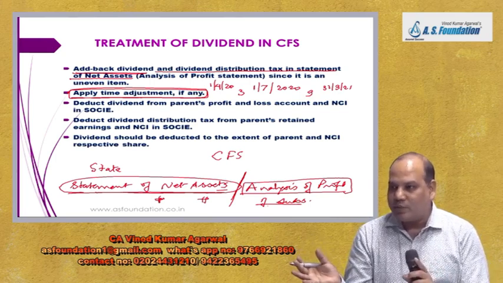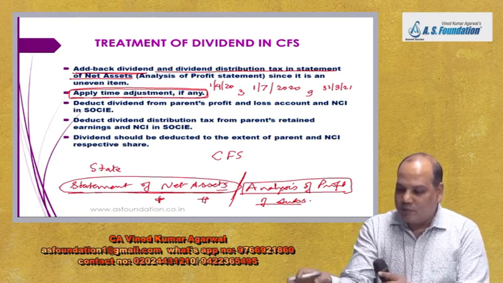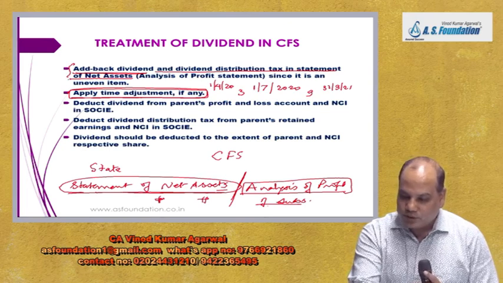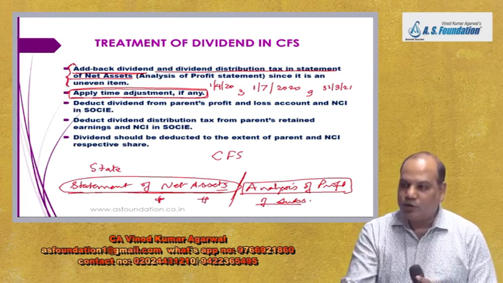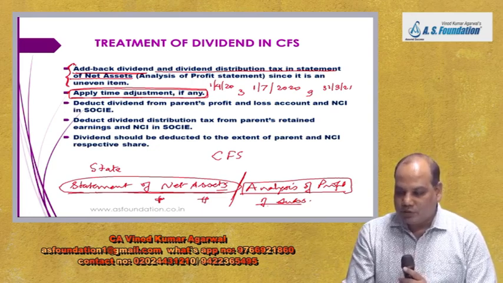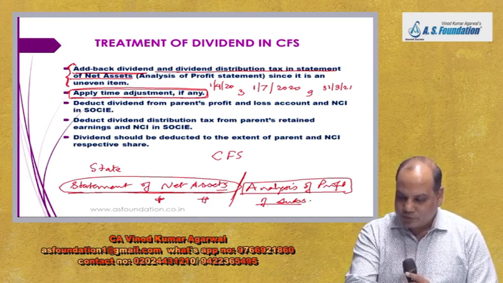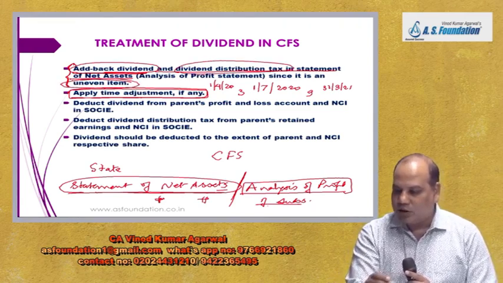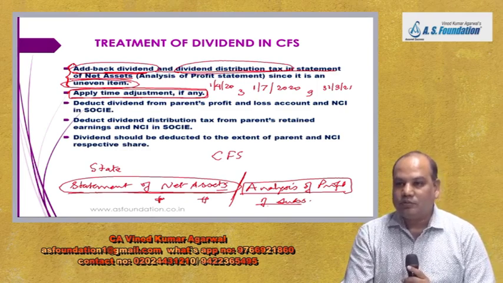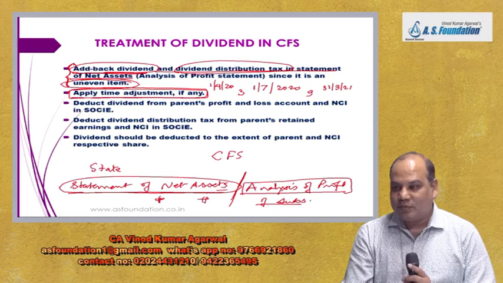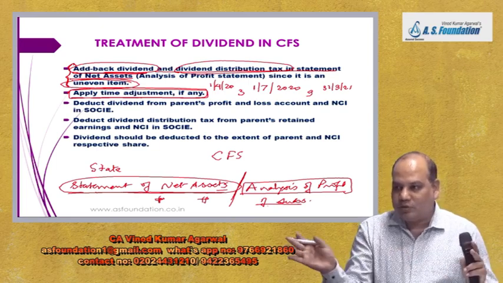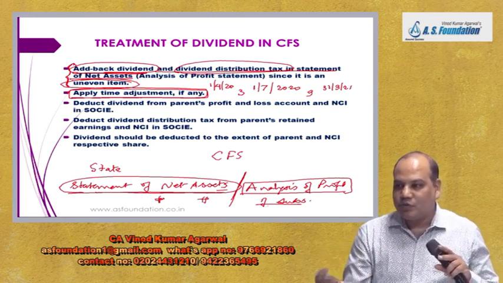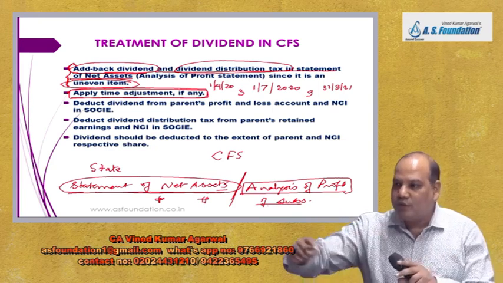So you will be given current year profit. But entire current year profit is neither post nor pre. But first you do this adjustment and after that you do the allocation of profit. Sir, why do we do this adjustment first? Because dividend or dividend distribution tax is an uneven item. Sir, what is uneven item? It is not incurred throughout the year. So therefore we can't apply time adjustment to such items which are not earned or incurred uniformly throughout the year.